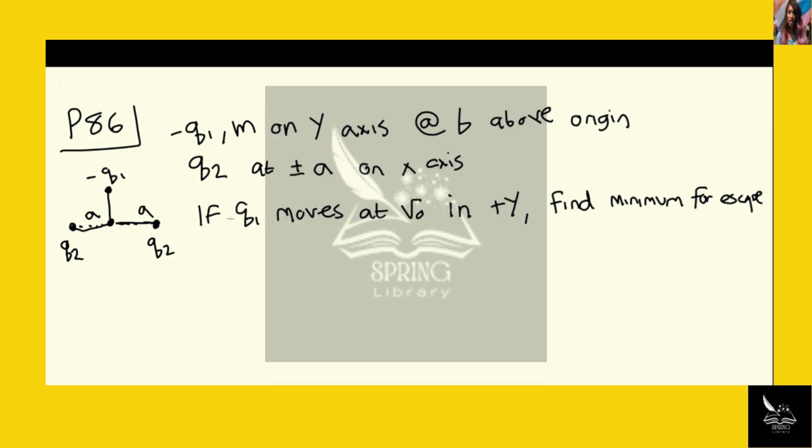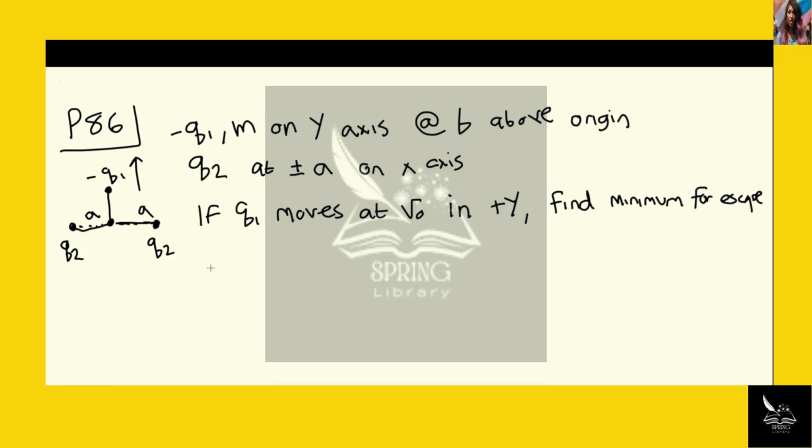We were asked if Q1 moves at velocity v0 in the positive y direction, so up in this picture, find what would be the minimum velocity to escape these other two charges. So we can do this problem with energy by noting that if energy is conserved, initial energy is equal to final energy. Must be the case that the initial kinetic energy plus the initial potential energy is equal to the final kinetic energy and final potential energy.